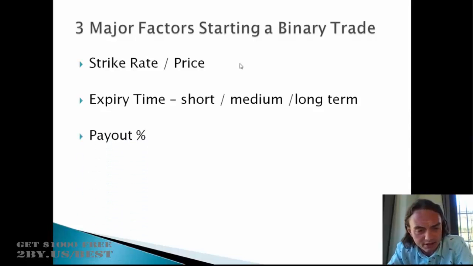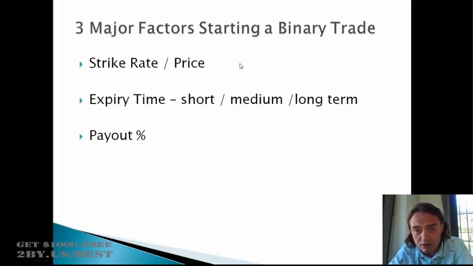So next is payout percentage. The payout percentage is the return on your investment. So if you invest $100, and the payout is 70%, you will be getting your $100 back plus the $70 if you are correct.